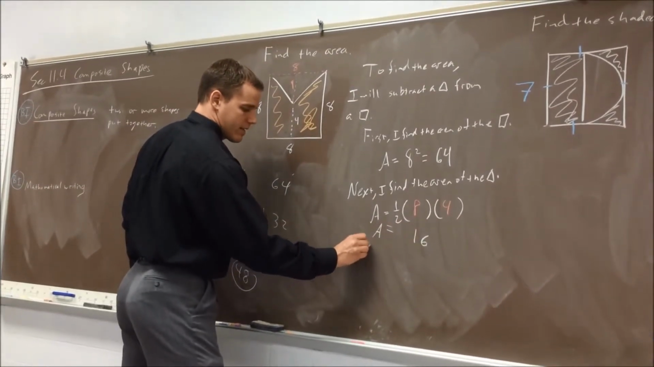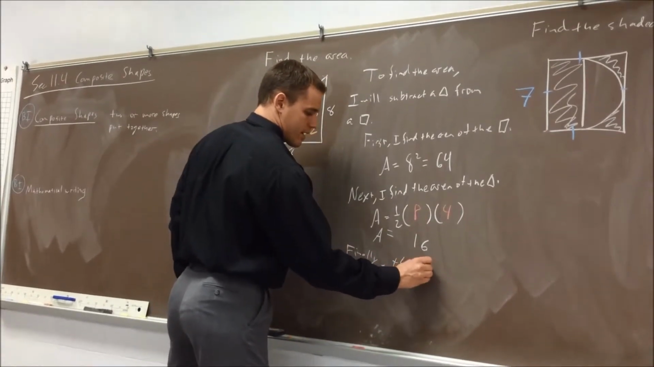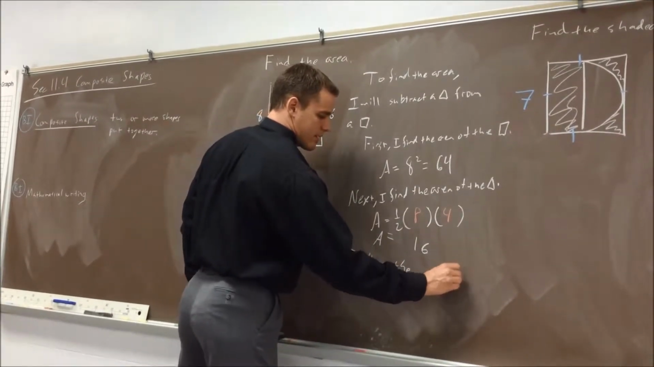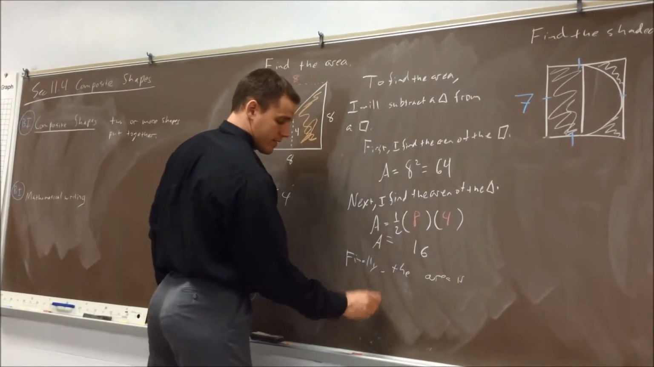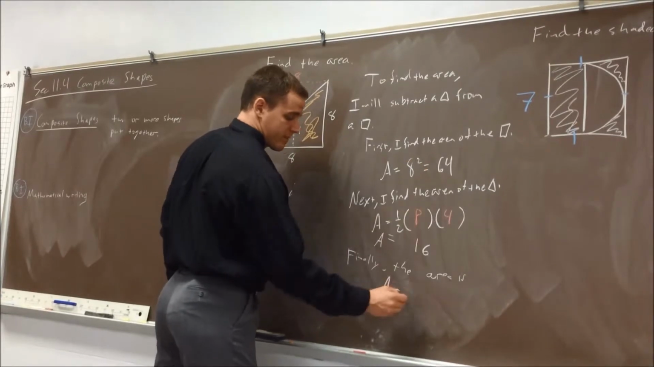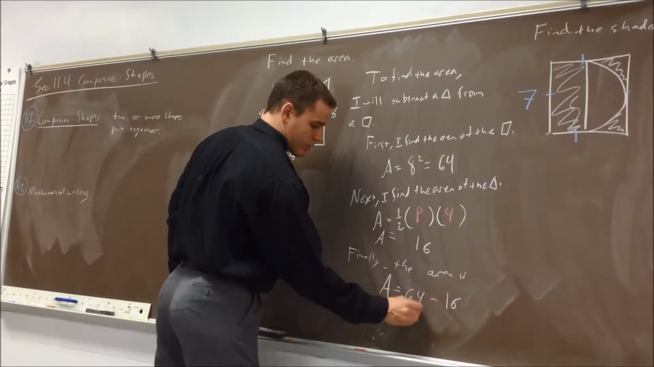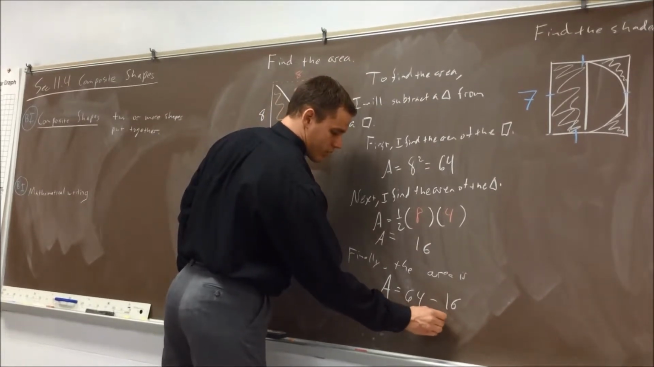Finally, the area is the square, which was 64, minus the triangle, which was 16, so it's 48 square units.